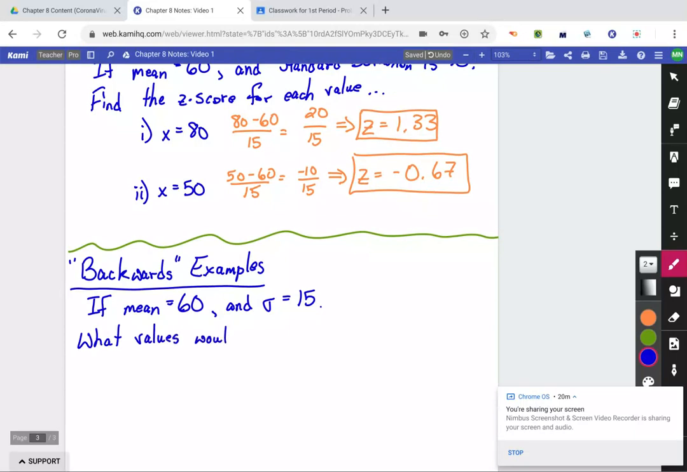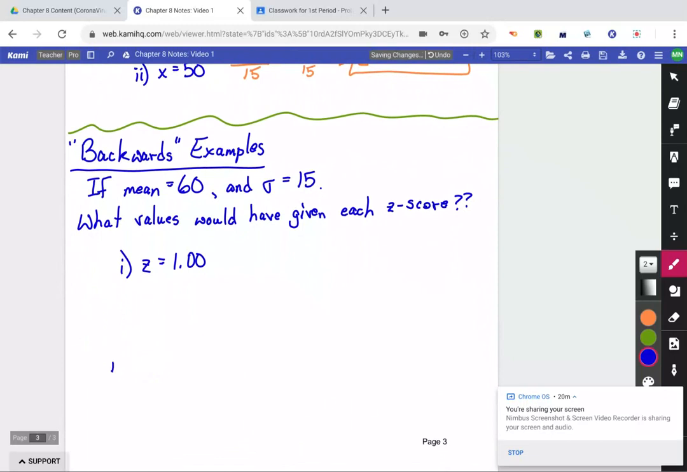So I'm going to word this way. It can be asked lots of different ways, but what values would have given each z-score? Right? How would you have got these z-scores if you would have, say, had the final answer of z equals 1.00? Or in this case down here, maybe I'll give myself a little bit more space. Right? How would have you got the final answer of z equals negative 1.20?